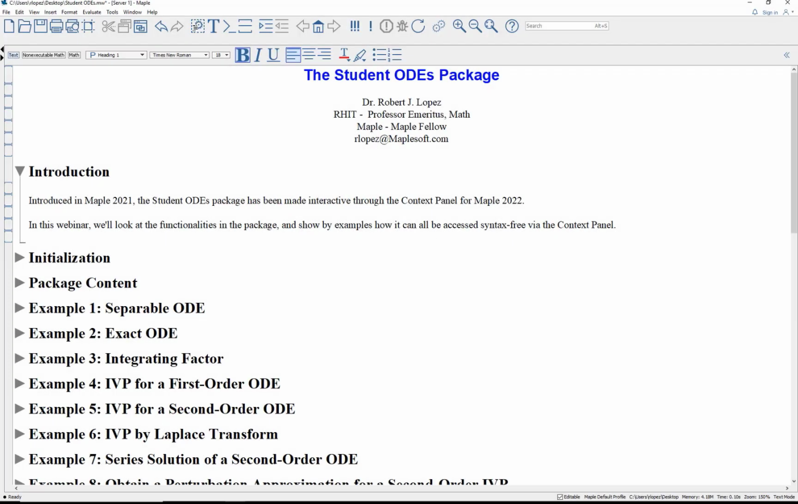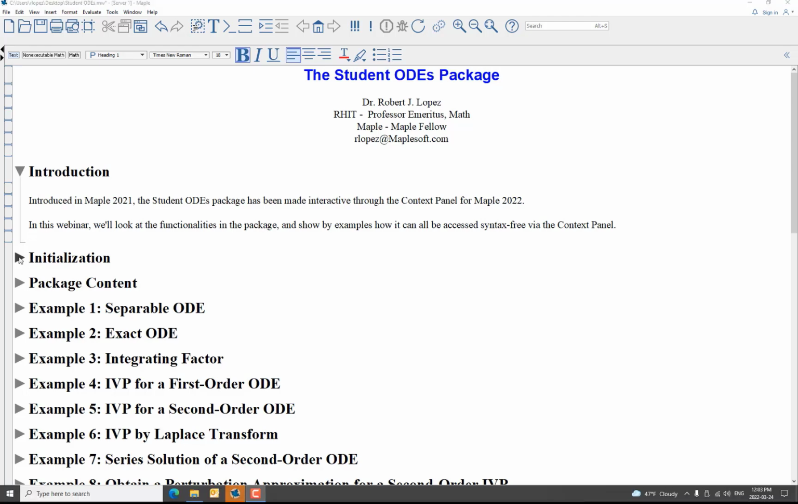The Student ODEs package was introduced in Maple 2021, but in Maple 2022, access to its functionalities was provided through the context panel, making the package syntax-free and clickable. So this webinar takes a brief look at the tools in the package, but illustrates them via a collection of examples implemented in a syntax-free way. It's this freedom from the constraints of syntax that makes the Maple 2022 version truly student-friendly.